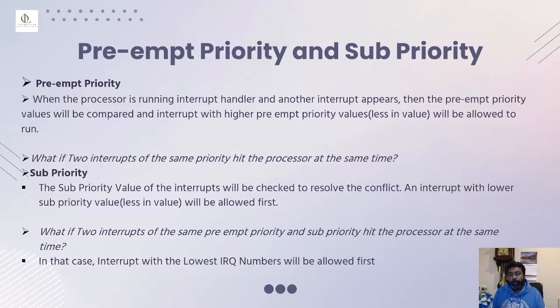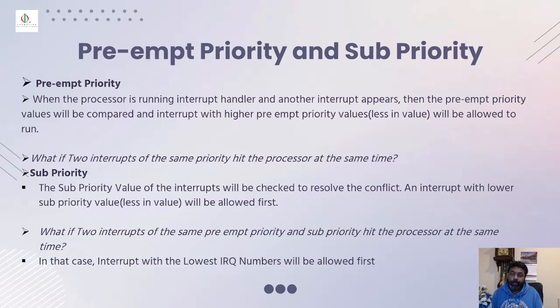Then when you talk about priority, there are two different subtypes, if you like. One is preempt priority and the other is sub priority. What is a preempt priority? When the processor is running in its interrupt handler and another interrupt appears in the queue, the preempt priority values will be compared to the previous interrupt, and the higher priority is allowed to run.